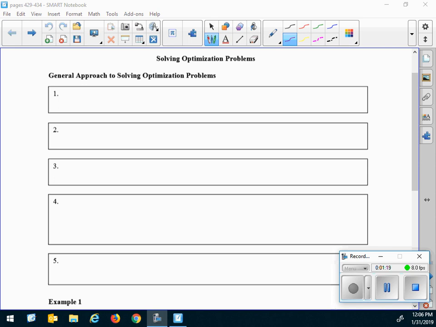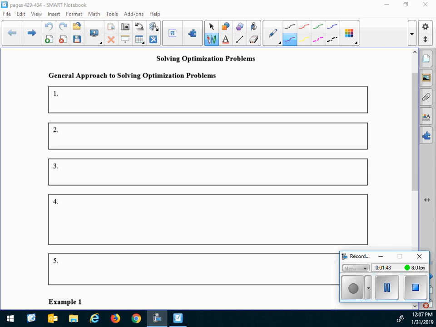Number 2, draw a picture. Define a variable or use some formula to identify the quantities that are not valued. That means that don't have, like it doesn't say that the surface area is 12 or whatever. Number 3, write a primary equation that represents the quantity that is to be optimized. This equation may or may not contain more than one variable.